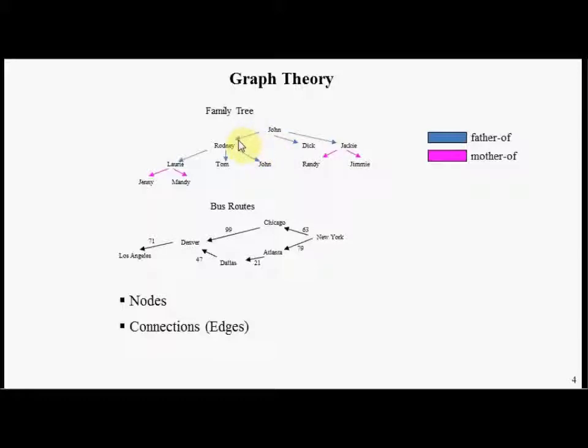Sometimes in graphs, you have a semantic relationship associated with these arrows. In this family tree graph, we have a father-of relationship, and we have a mother-of relationship. Sometimes with graphs, you have scalar values associated with the connections. In this bus routes example, the scalar value represents the cost of going from one city to another.